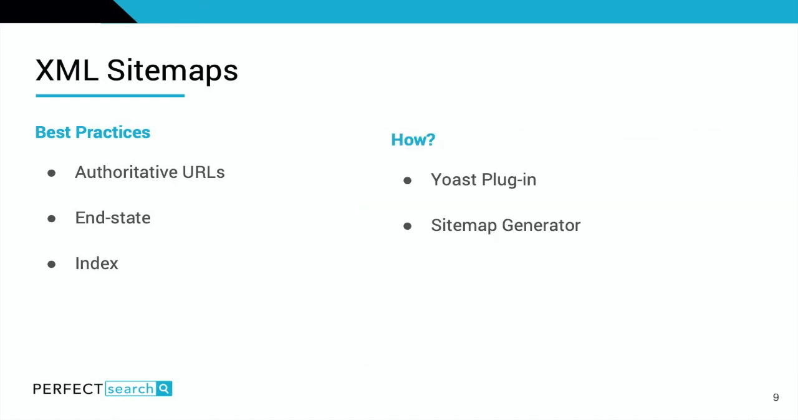How do we generate this? There are some tools that you can use to do this. A lot of CMSs have plugins. For example, Yoast is a really popular one for WordPress. There are sitemap generators online, and you can also use crawler tools like Screaming Frog to crawl the whole website and then generate them manually that way.